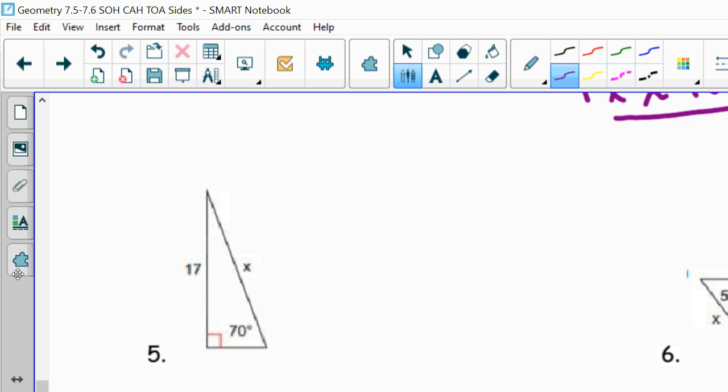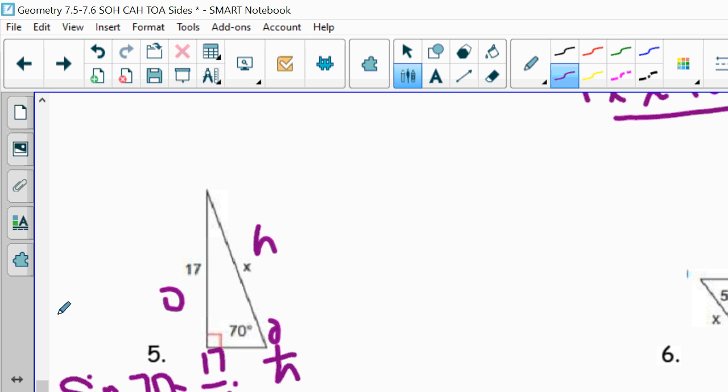Two more examples. So number five, my angle is 70 degrees down here. I have opposite and hypotenuse. Again, that's the sine. Sine of 70 equals 17 over x. Cross multiply, x times the sine of 70 equals 17. X by itself, divide by the sine of 70. So 17 divided by the sine of 70 gets me 18.1.